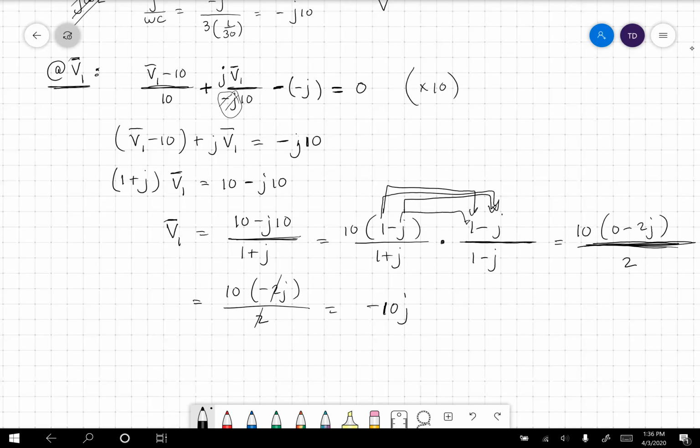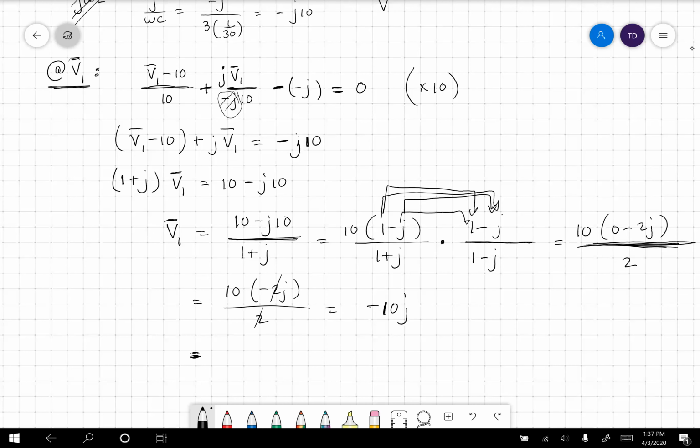Is that the form we wanted? We've done all of our nodal work. We found our desired variable. What form do we want this in? Polar form? Good. So tell me what is polar form. Marcel, I think that was you. Tell me what's polar form for minus 10J. Anybody?